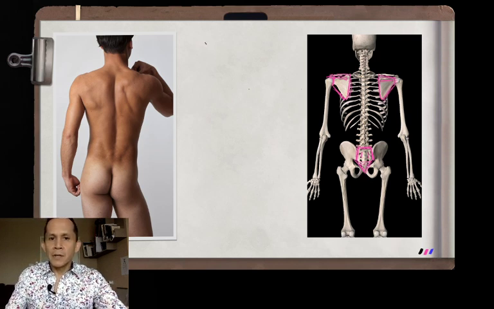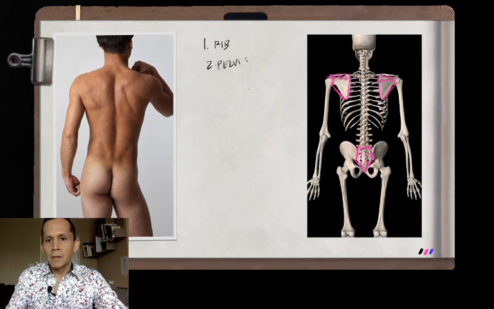Number one, the rib cage. Number two, pelvis. Number three, the spine, because it connects the rib cage and the pelvis. Then four, scapula. And five is the sacrum.